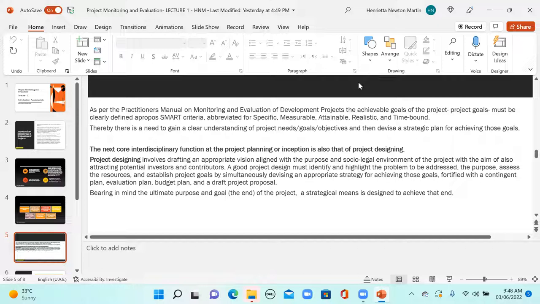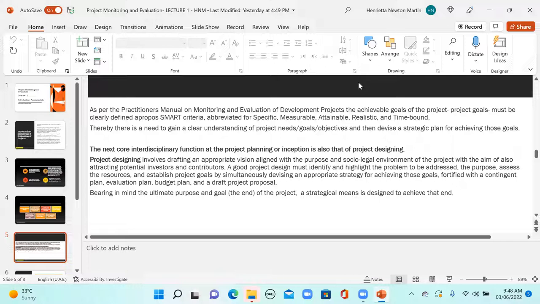Project designing involves drafting an appropriate vision aligned with the purpose and the social and legal environment of the project, with the aim of also attracting potential investors and contributors. So a good project design must identify and highlight the problem to be addressed, the purpose, assess the resources, and establish project goals by simultaneously devising an appropriate strategy for achieving those goals, fortified with a contingent plan, evaluation plan, budget plan, and draft project proposal. So a good project design would have all these factors in it.